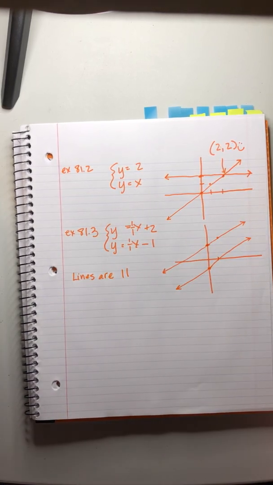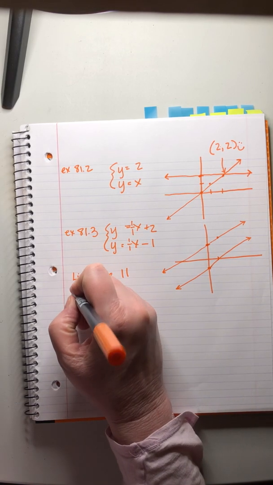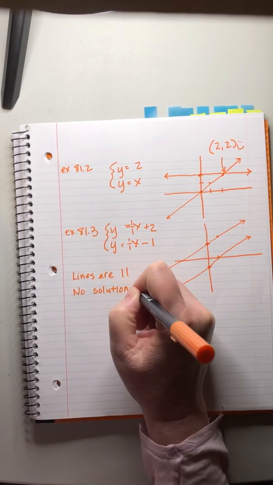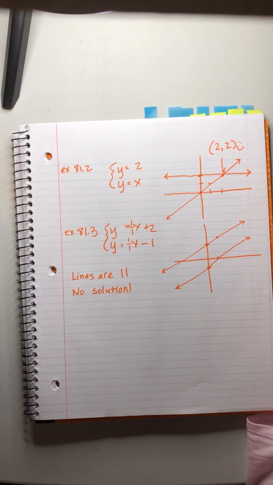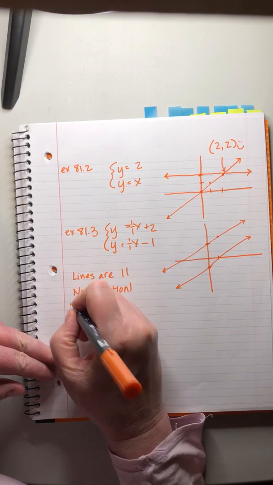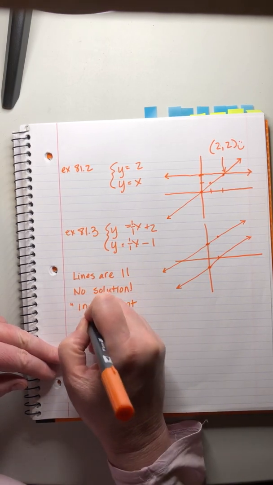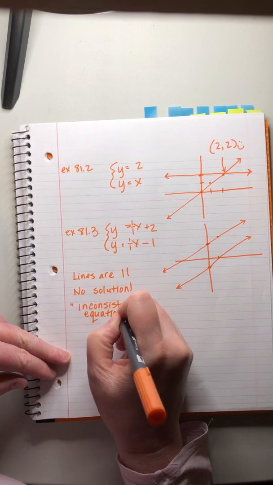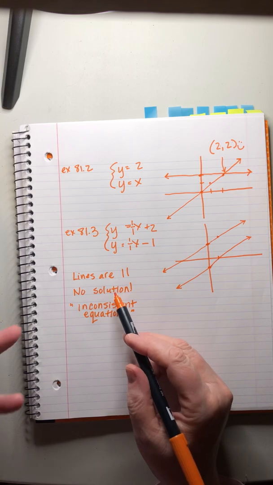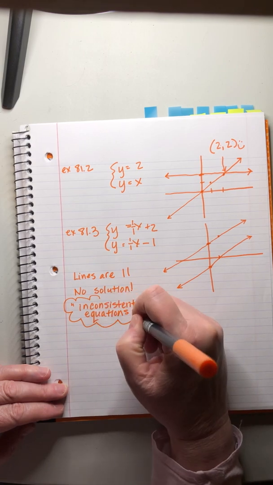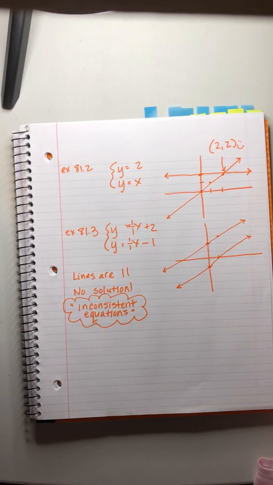And I'm going to write the symbol. That's not 11, that's parallel. The lines are parallel, so there is no solution. And we have a special name for parallel lines that do not give us a solution. We call them inconsistent equations, which is just a fancy way of saying there's no solution because the lines are parallel. So, ooh, math vocabulary words for the win. That's all it means. Good to know.